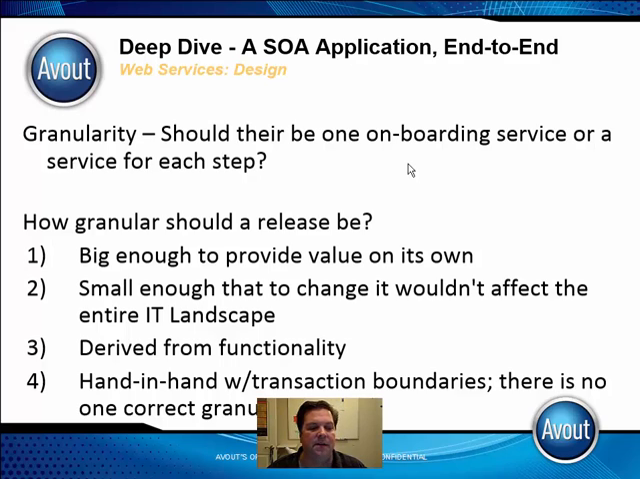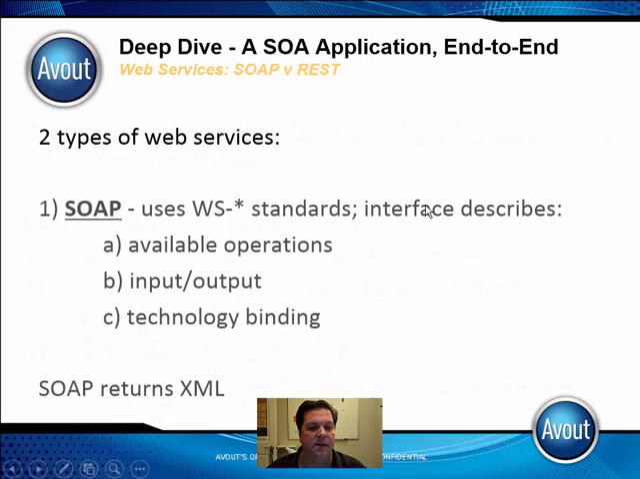Two basic types of web services. SOAP was popular for a long time. That was Simple Object Access Protocol. And SOAP web services were the de facto standard for a long time out there. There's a whole bunch of standards that start with WS, Web Service Standards, and the interface describes the available operations, the input-output, the technology binding. SOAP returns XML. Recently, a new type of web service has really gained in popularity, and that's called REST.